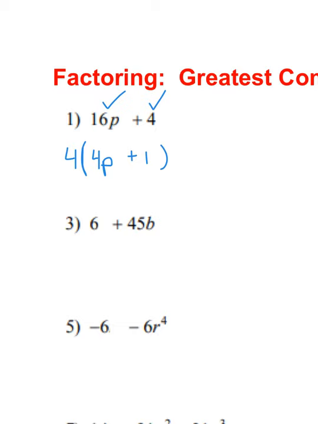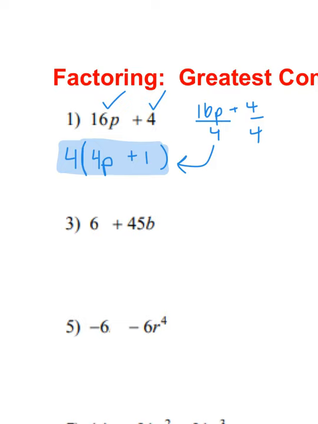And then 4 times plus 1 would make plus 4. Another way that you could show your work to help you think this through is to do 16p plus 4 and show that they're being divided by 4. And then that kind of helps you get this exact same answer. The 4 that we took out, and then what's left after the dividing. So I'll do another example down below.